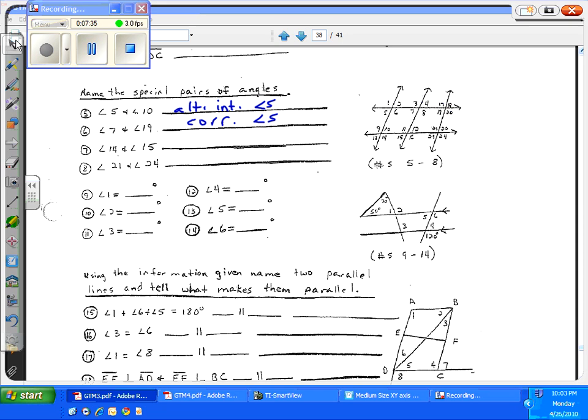Angle 14 and 15. Angle 14's vertex is here. We'll draw its sides. Angle 15's vertex is here. We'll draw its sides. Those make the letter C. They're on the inside, on the same side, interior angles. Okay.